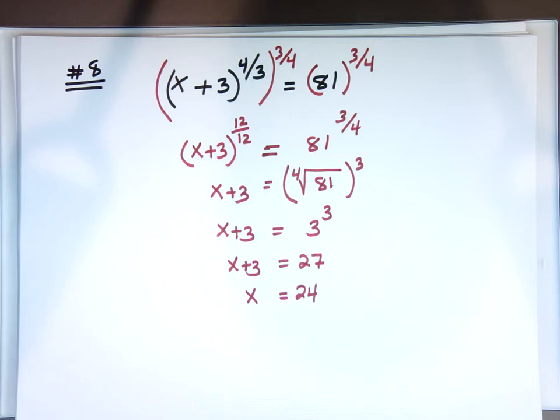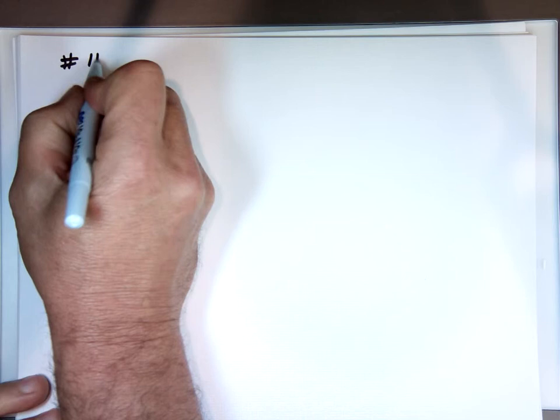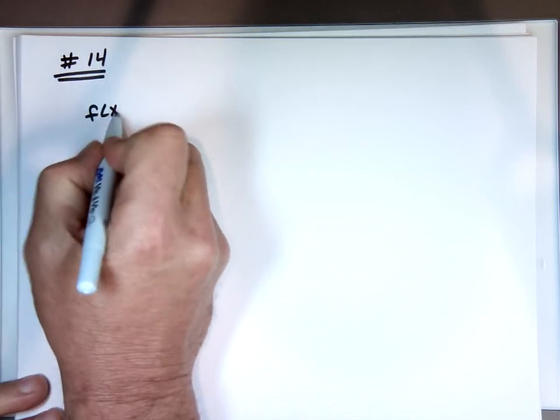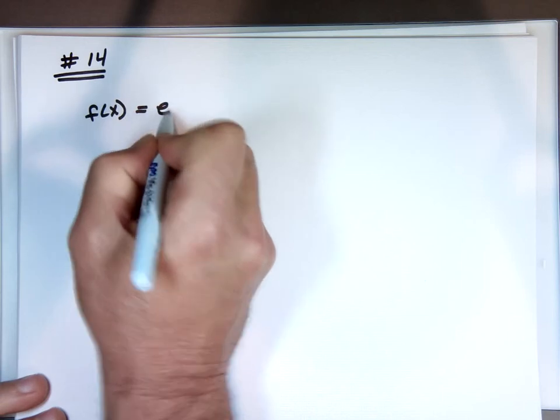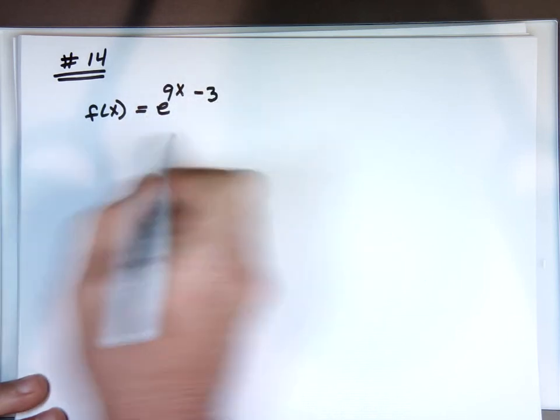And the last one. Any questions here? The last one from the questions that you gave me is number 14. Which says f of x equals e to the 9x minus 3, and they want you to find the inverse.